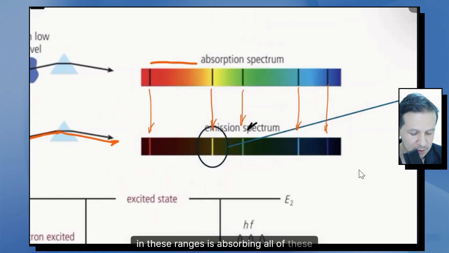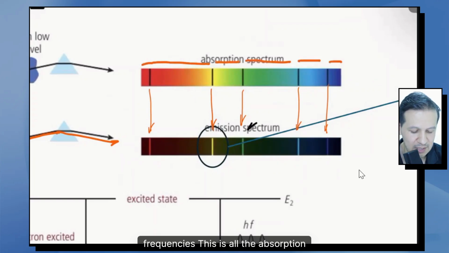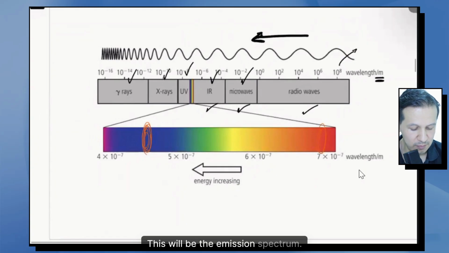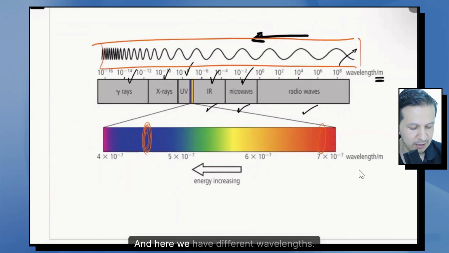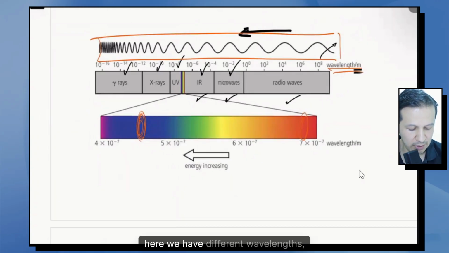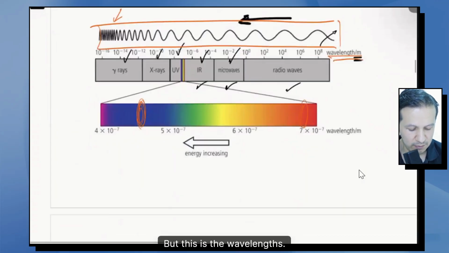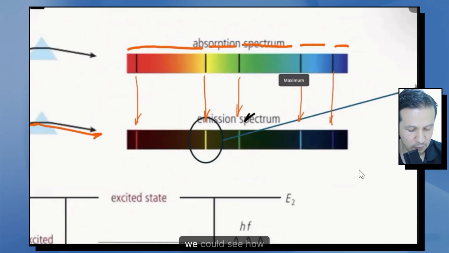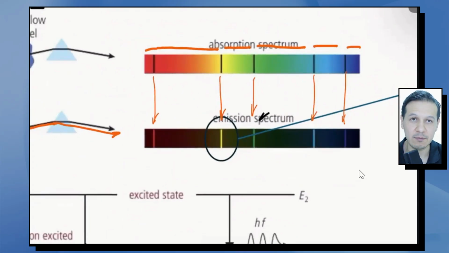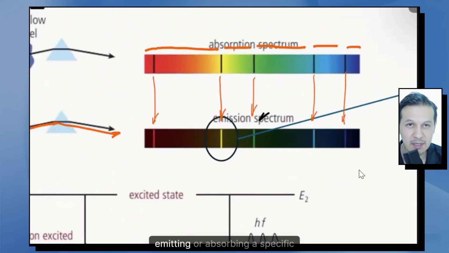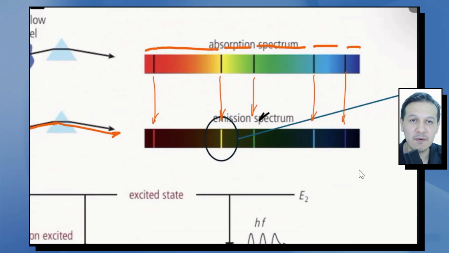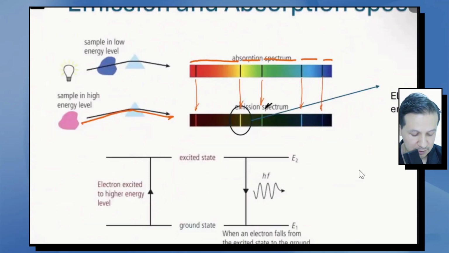It's absorbing all of these frequencies. This is all the absorption frequencies of this particular gas, or this will be the emission spectrum. Look at this. Here we have different wavelengths, different frequencies as well. Now, here we could see how an atom is emitting or absorbing a specific frequency, like a fingerprint.